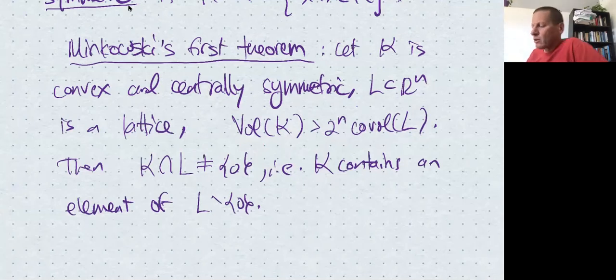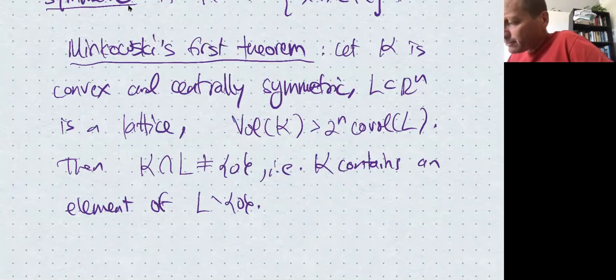Okay, so notice that this condition is reasonable because it's invariant under a natural operation you can do to convex bodies and also to lattices, which is just to uniformly expand or dilate the whole picture by a constant. If you enlarge L by a factor of, say, T, the covolume grows by T to the n, and the same happens to the volume. So this formula is invariant under dilations. Okay, proof of the theorem.